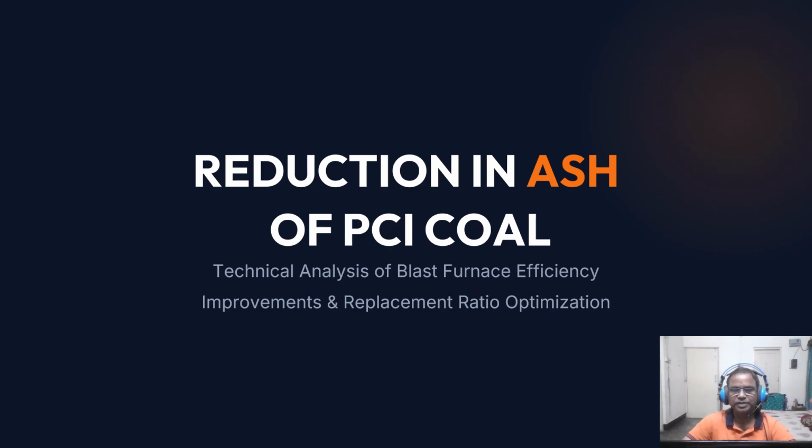So let us look into a session on reduction in ash of PCI coal. Today we are not just looking at coal, we are looking at the fundamental optimization of blast furnace replacement ratio, we can say. So we are going to explore how minute change in raw material chemistry translate into massive gain in operational efficiency and economic performance also, we can say. So let's dive into why we inject coal in the first place.